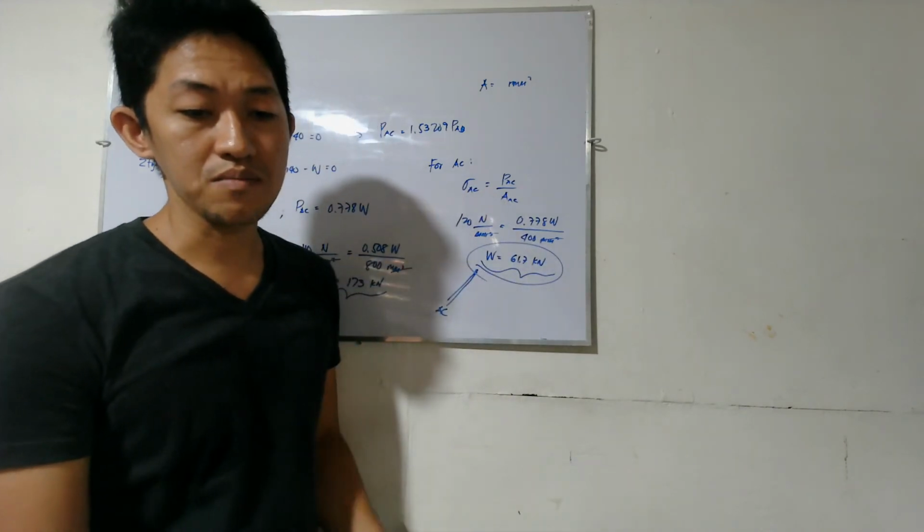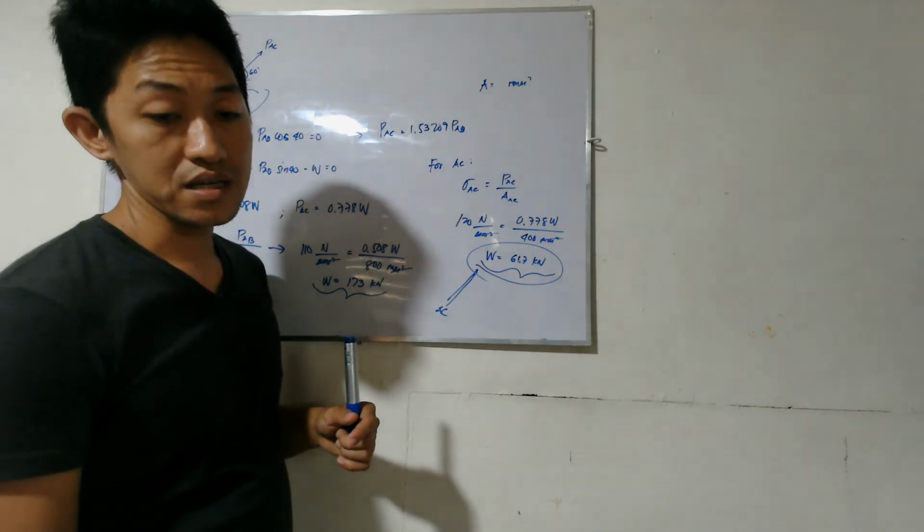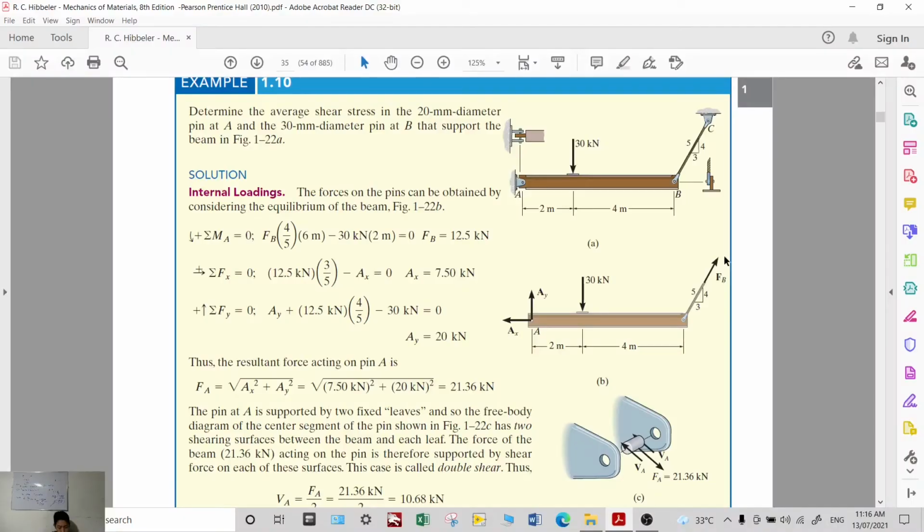And later, we will have an example also for solving shearing stress. Okay, so let's take this example for analyzing members that are experiencing shear stresses. Determine the average shear stress in the 20 millimeter diameter pin at A and the 30 millimeter diameter pin at B that support the beam in this figure.